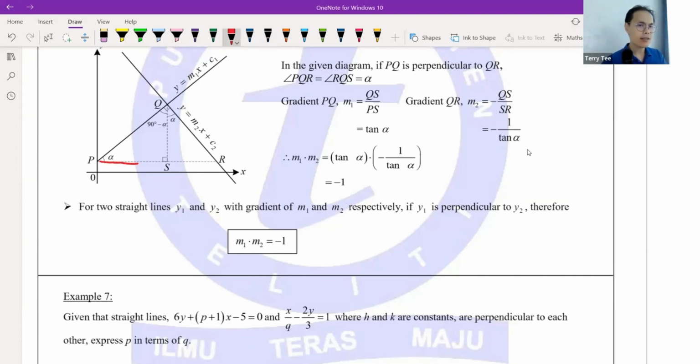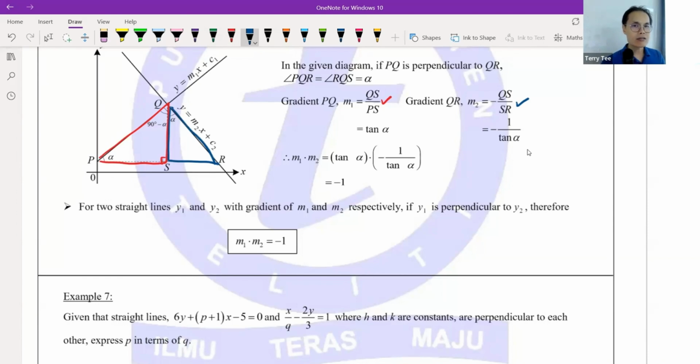For example, this is the first triangle here, triangle PQS. So what is your gradient? The gradient is QS divided by PS. You understand my drawing here? Then for QR, we draw a second triangle. In this second triangle, your gradient of QR is negative QS over SR.